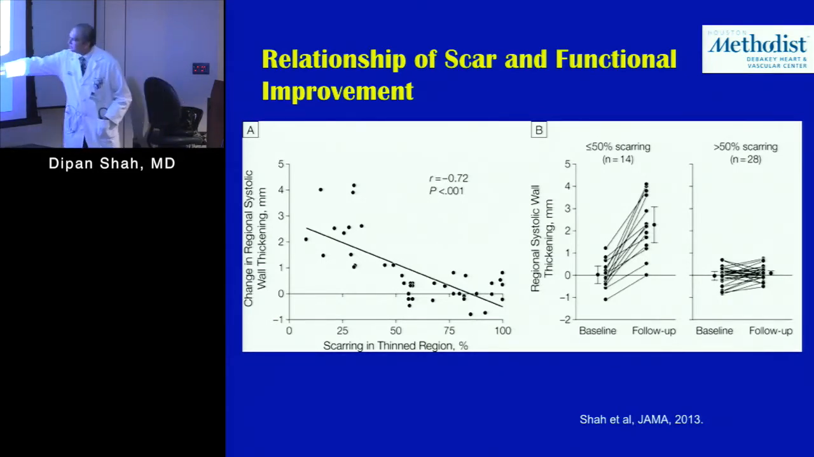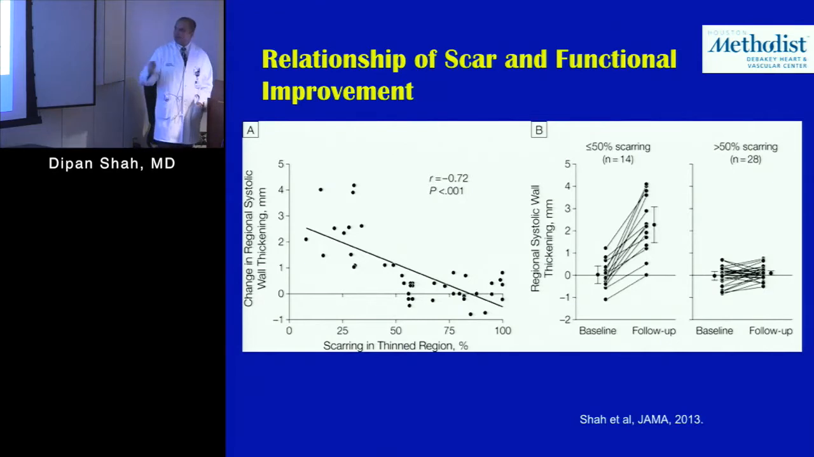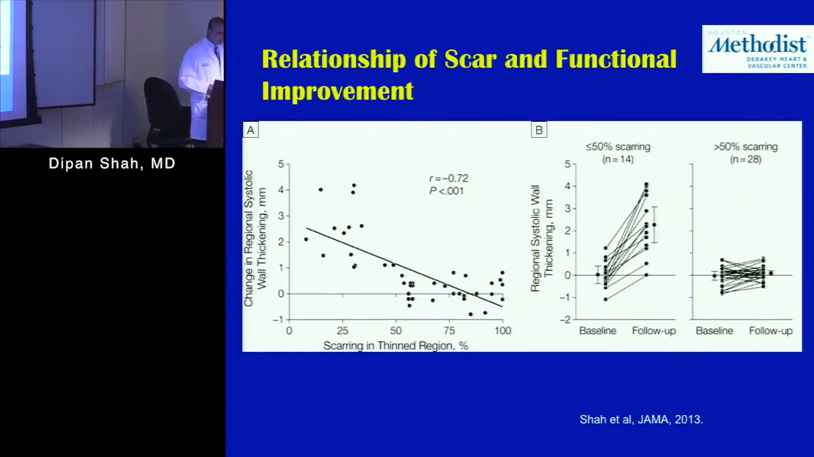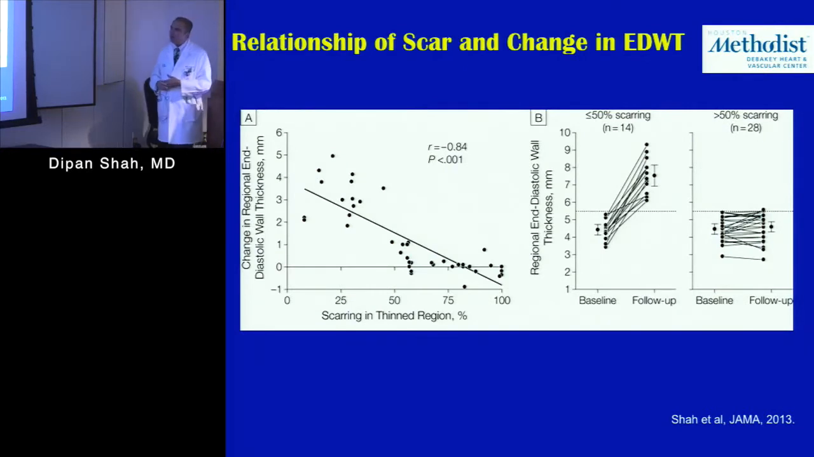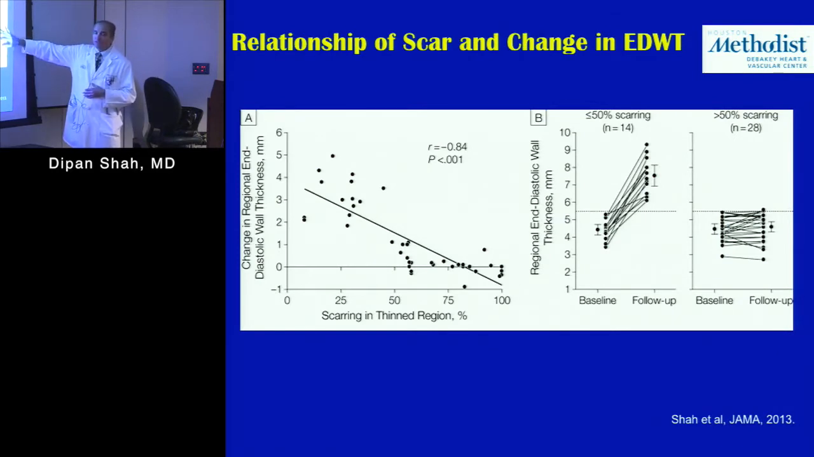But on the flip side, if you look at this group right here, those people who had less than 50% scarring in a thin wall, you still see a significant improvement in regional systolic wall thickening after revascularization, whereas those with more than 50% scar in the thin wall see no significant change. And when you just looked at thickness of the wall, those patients who had a lot of scarring in the thin wall didn't change, whereas for those patients who had a limited amount of scarring in the thinned area, that area actually increased in wall thickness, so the wall actually plumped up.